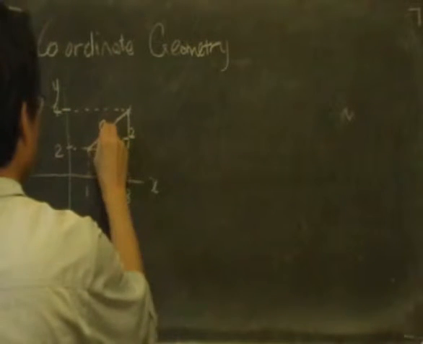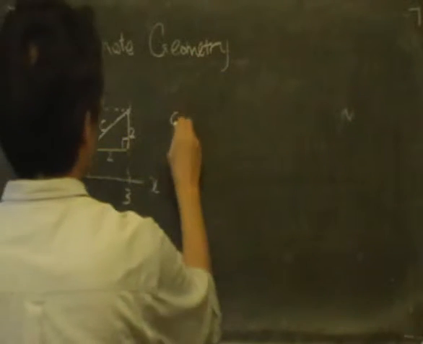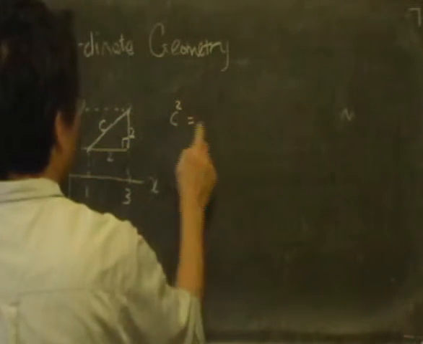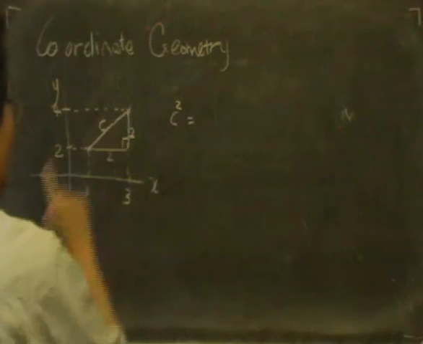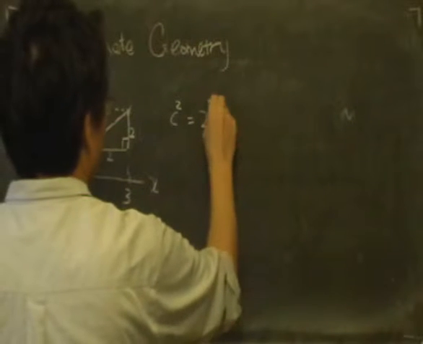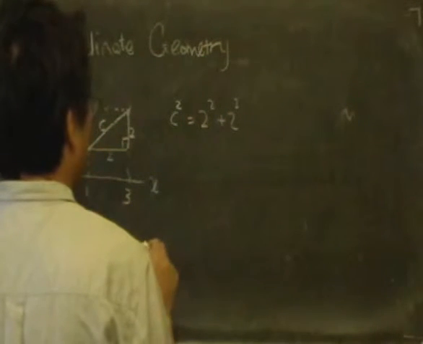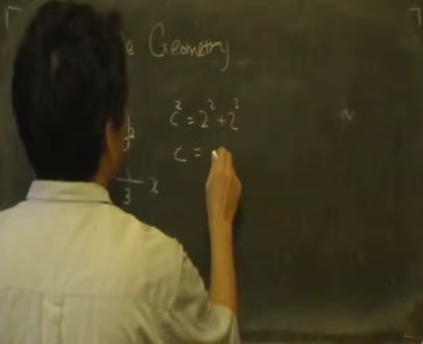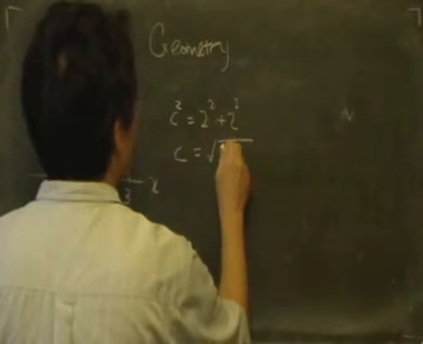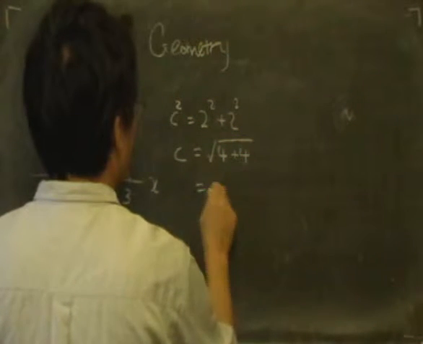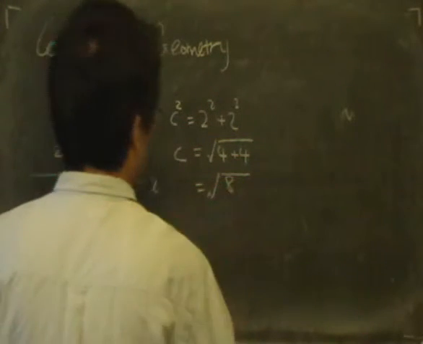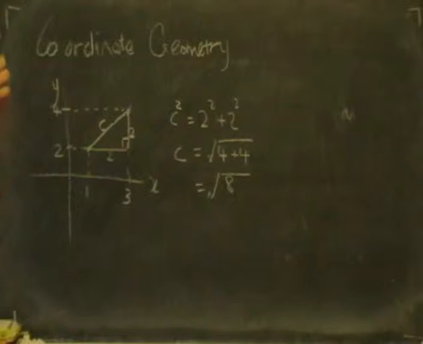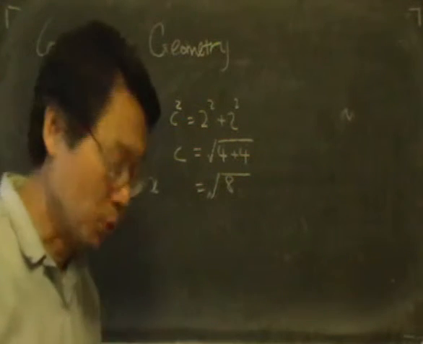And since this is a right-angled triangle, I can find the length. Let me call that C. The length is C. Then C, I can find using the Pythagoras theorem, which says that C squared should be equal to A squared plus B squared, and if that's my A and that's my B, I have 2 squared plus 2 squared. Then C would be the square root of 4 plus 4, and we get the square root of 8. So that's how I find the length of a straight line joining 2 points.